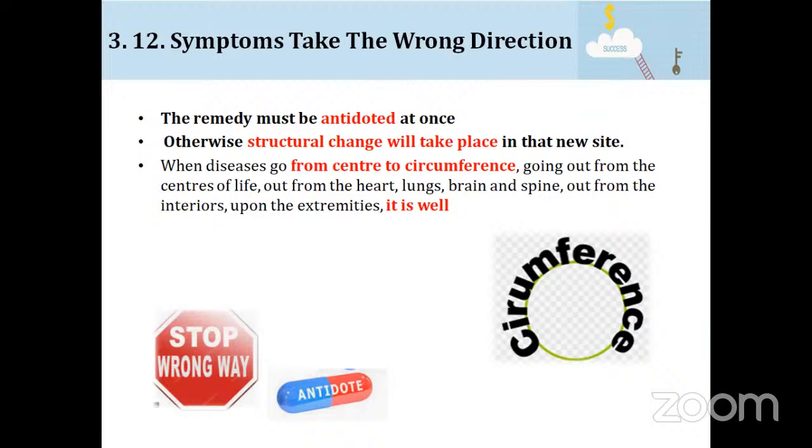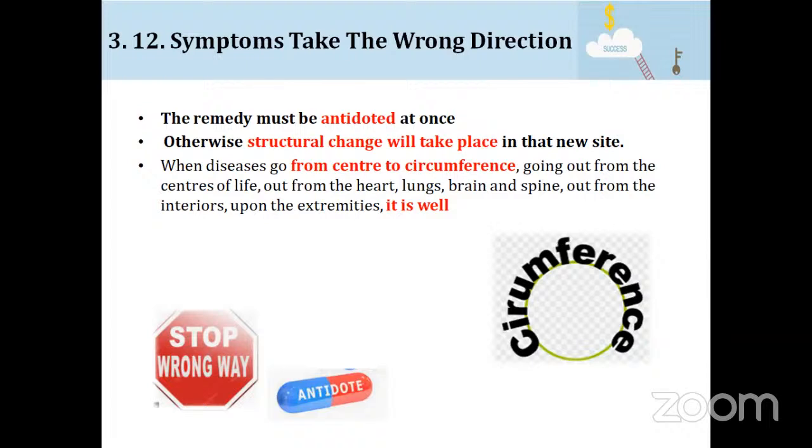It should be like that, going out from the centers of life, out from the heart, lungs, brain, and spine, out from the interiors upon the extremities. When that is happening, it is good. Instead, if something from the circumference has been driven into the system, what will happen? It will cause structural changes. So Kent has told that when the symptoms are taking a wrong direction, the remedy must be antidoted at once. Otherwise, structural changes will definitely take place in a new site.